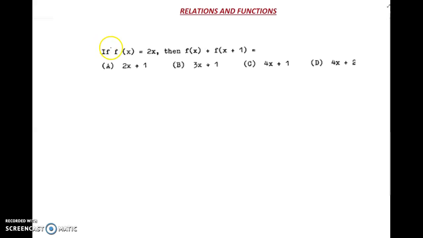Alright, so here f of x is equal to 2x. We want to find what f of x plus f of (x plus 1) in brackets there, right?